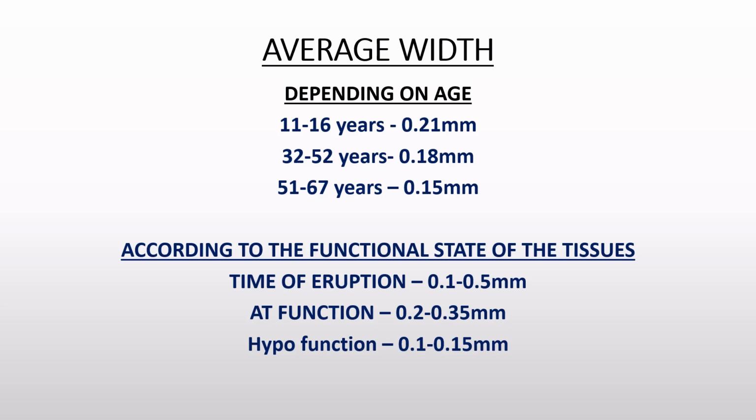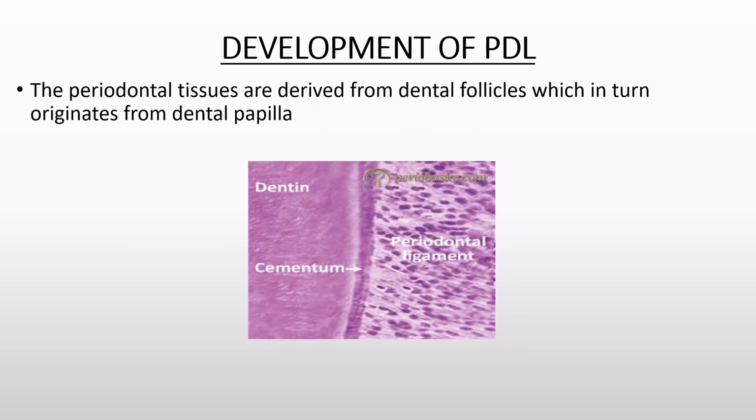Depending on the age, the average width of the periodontal ligament in younger adults is about 0.21 mm, and in mature adults, it's about 0.18 mm, and in older adults, it's about 0.15 mm. According to the functional state of the tissues, at the time of eruption, the average width of the periodontal ligament ranges from 0.5 to 1 mm. At function, it ranges from 0.2 to 0.35 mm, and at hypofunction, it ranges from 0.1 to 0.15 mm.